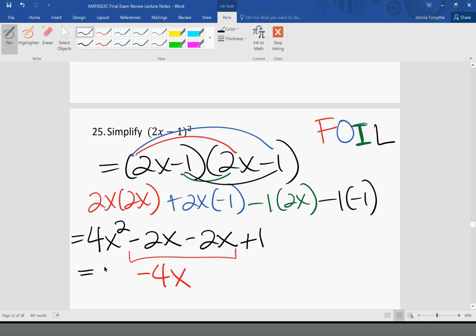I cannot combine this with the 4x squared because they don't have the same exponents. They have the same variable, but they must have the same variable and exponents. And I'm just going to bring down that plus 1. So your final answer is just that, 4x squared minus 4x plus 1.